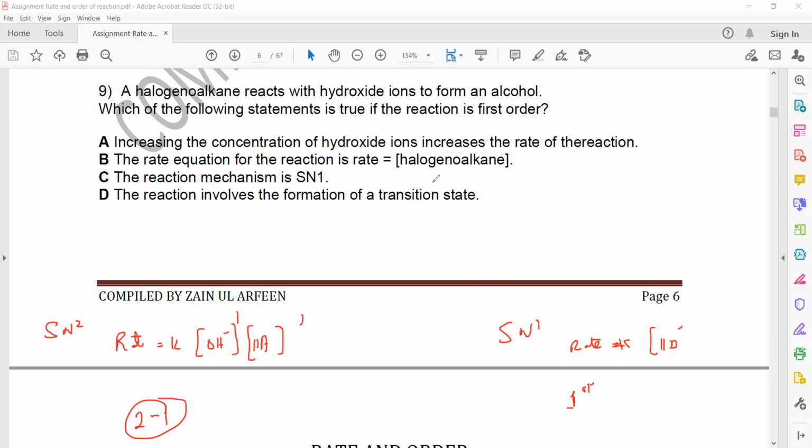So what could be the right statement? In C. C will be the right statement. The reaction mechanism will be SN1. Is it clear? Yes, sir.